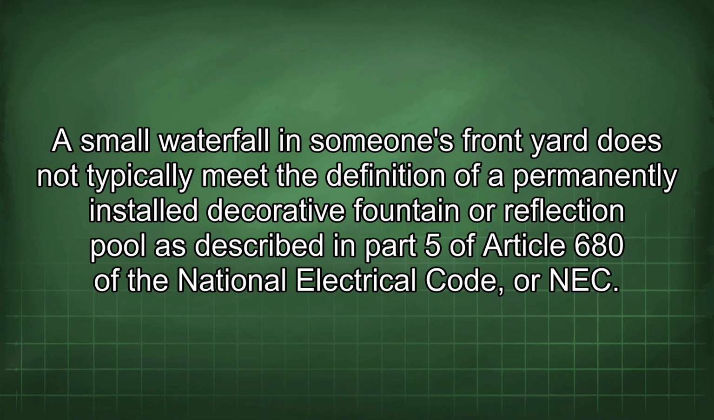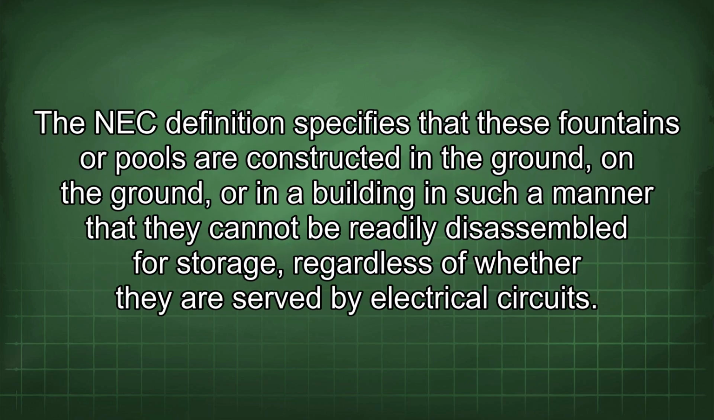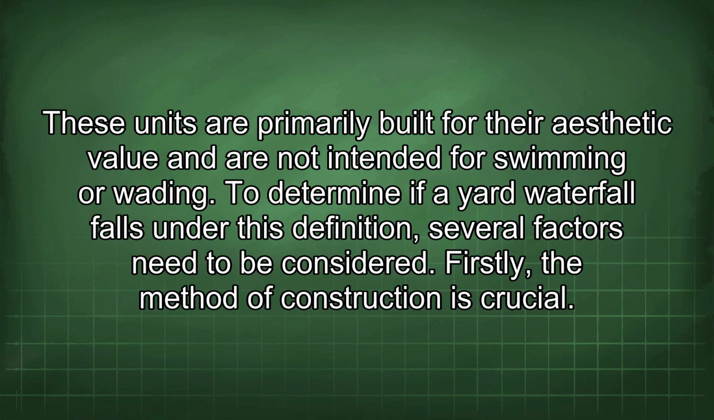A small waterfall in someone's front yard does not typically meet the definition of a permanently installed decorative fountain or reflection pool as described in Part 5 of Article 680 of the National Electrical Code, or NEC. The NEC definition specifies that these fountains or pools are constructed in the ground, underground, or in a building in such a manner that they cannot be readily disassembled for storage, regardless of whether they are served by electrical circuits. These units are primarily built for their aesthetic value and are not intended for swimming or wading.